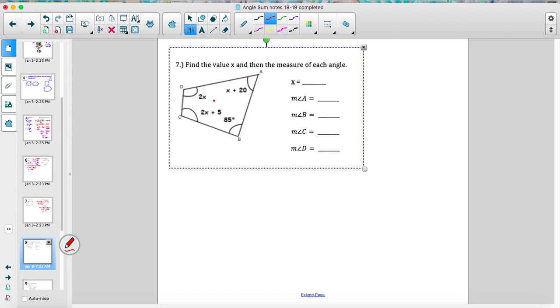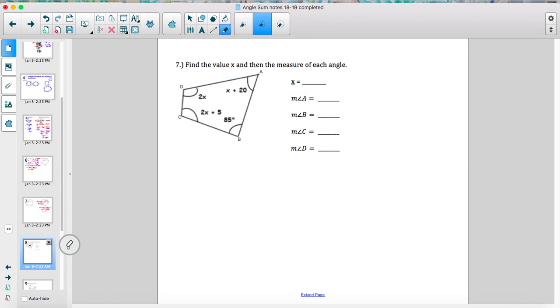We know that the sum of the angles of a quadrilateral is 360 degrees, because we just figured that out on question number 5. So we're going to combine like terms, going all the way around the quadrilateral. I notice that I have 1x, 2x, and 2x. So 1, 2, and 2 make 5 x's in all. And we have 20, 85, and positive 5.